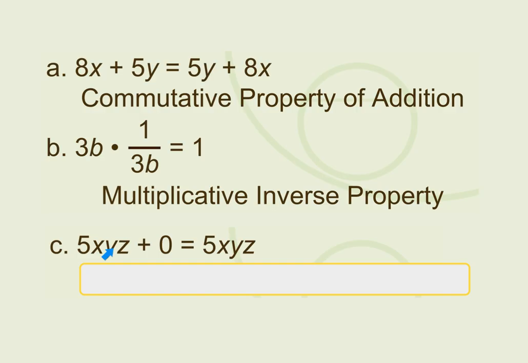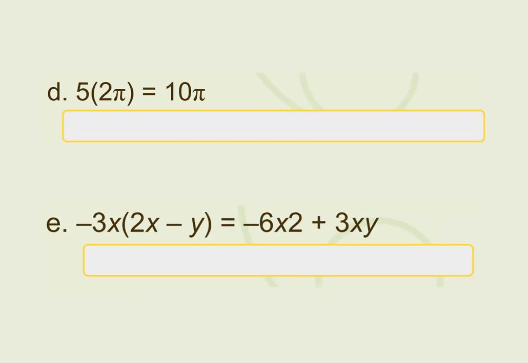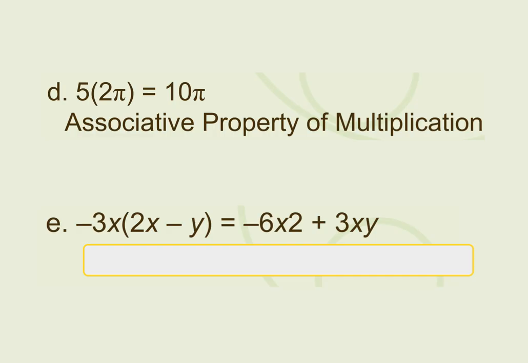For this next one, we have 5xyz plus 0 equals 5xyz. The 0 did not change the identity, so this is the additive identity property. 5 times 2 times pi equals 10 pi. Very often people think this is distributive, but remember distributive has to have a plus or minus in here. And so this is just the associative property because all they did was change the grouping. They grouped the 5 and the 2 to make the 10.